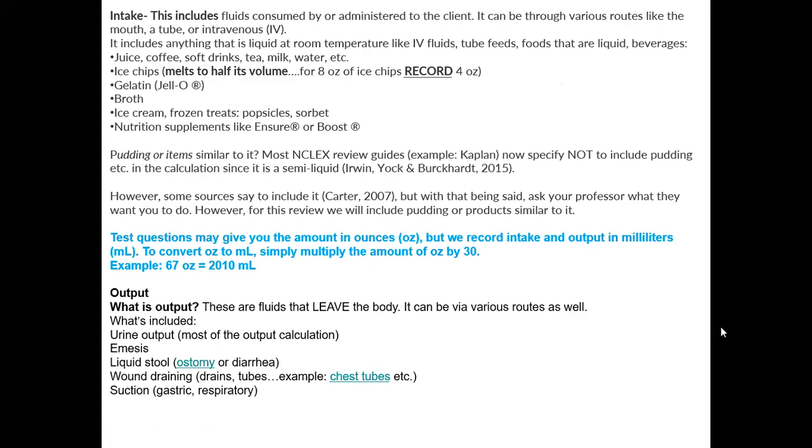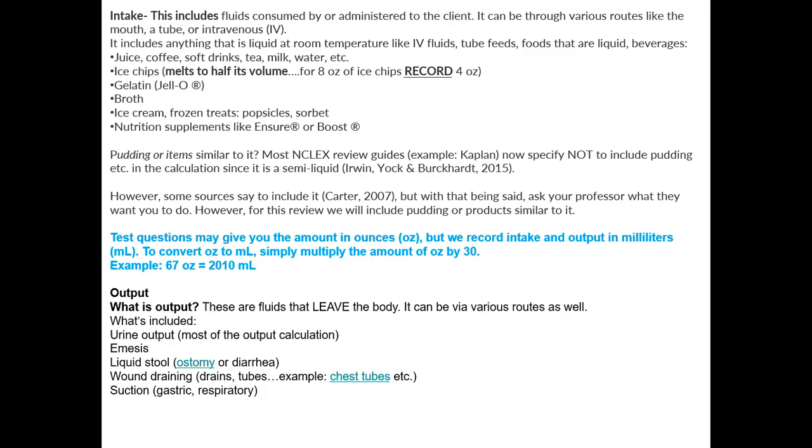Next, we're going to talk about intake and output. And intake includes any fluids that are taken in or administered to the client. It can be through various routes like a mouth, a tube, IV. It can include anything that's liquid at room temperature like IV fluids, tube feeds, foods that are liquid, beverages, juice, coffee, soft drinks, milk, tea, etc. Remember, we talked about ice that melts to half its volume. So for 8 ounces of ice chips, you would record 4 ounces.